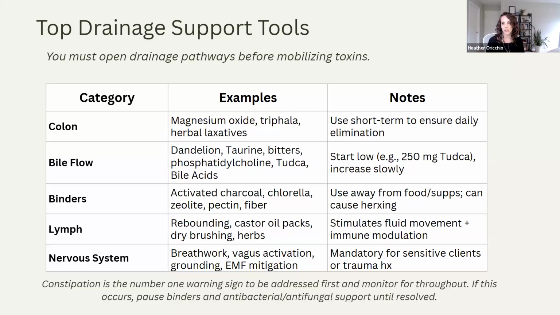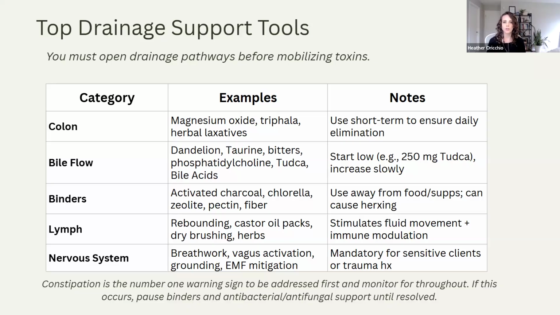But with any of these, we're going to start low and slow. So never starting with the recommended dose that you're seeing on the bottle. I always start with like a quarter of the dose, especially if they are super sensitive. So binders, we're not going to add until we've adjusted the constipation. But if they're regular, then we can trial activated charcoal, potentially chlorella, zeolite, pectin fiber. It really just depends on the client, on the toxin we're looking to mobilize.